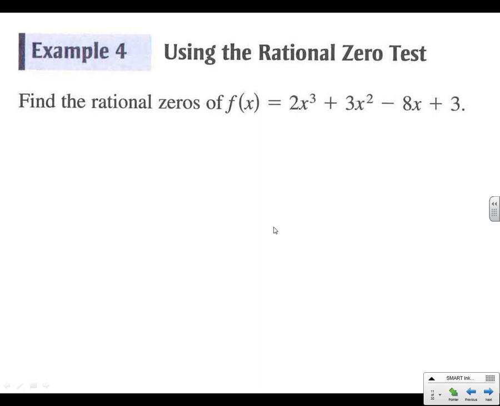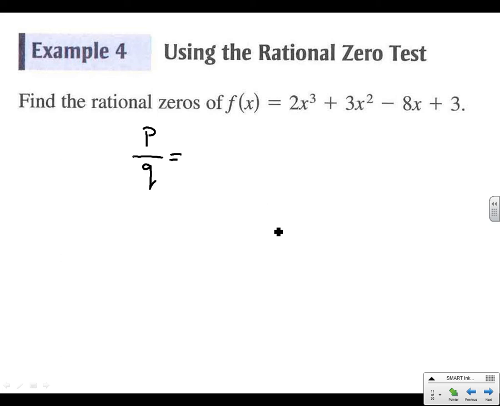Let's look at example 4. We're going to find all the rational zeros of f(x) = 2x^3 + 3x^2 - 8x + 3. And so the first thing we're going to look at is find the possible rational zeros. So we're going to use p over q.